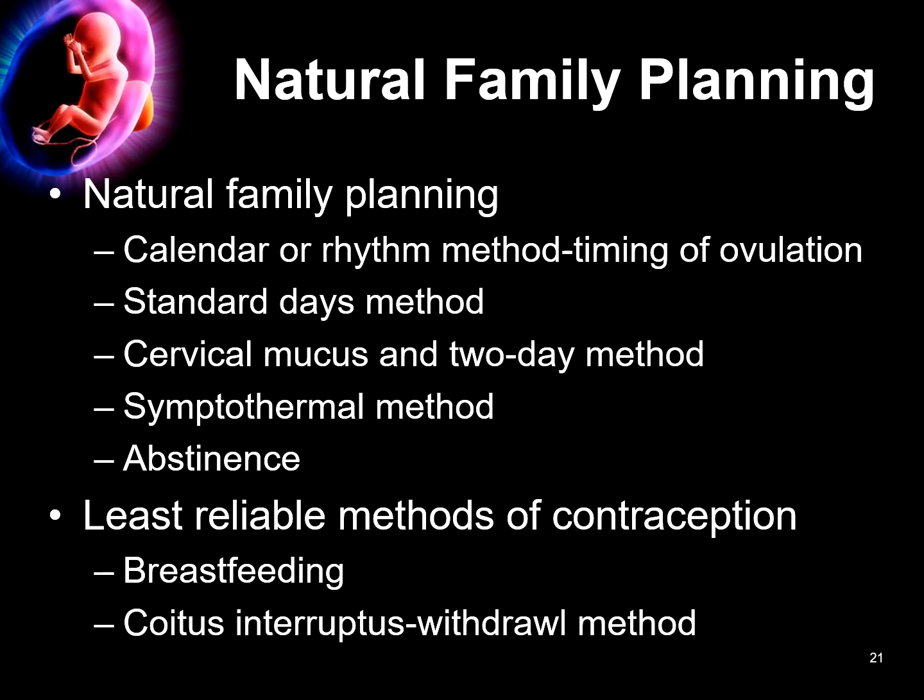And then the least reliable methods of contraception include breastfeeding and coitus interruptus, which is the withdrawal method. Breastfeeding does inhibit ovulation because of the prolactin interference with the secretion of the gonadotropin releasing hormone and luteinizing hormone. The frequency, intensity, and duration of the breastfeeding practice are very important in inhibiting ovulation.